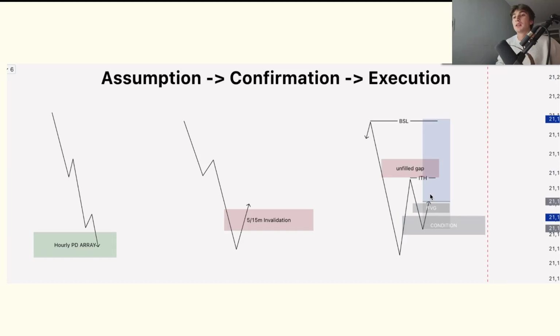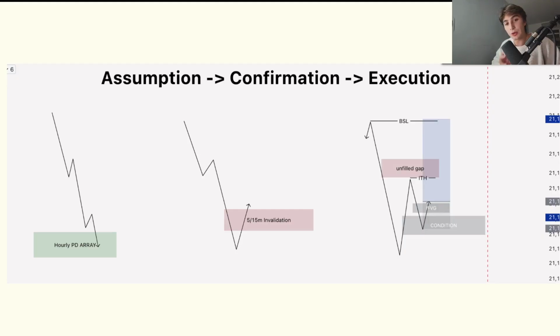Okay. The whole goal of conditions is to turn assumption into confirmation, which eventually turns into execution, right? So with trading, people think that you need to know what's happening all the time, which the reality is nobody actually knows what's happening. And you truly can never predict what will happen in the market. The market can do whatever it wants, but your goal is to be reactive.